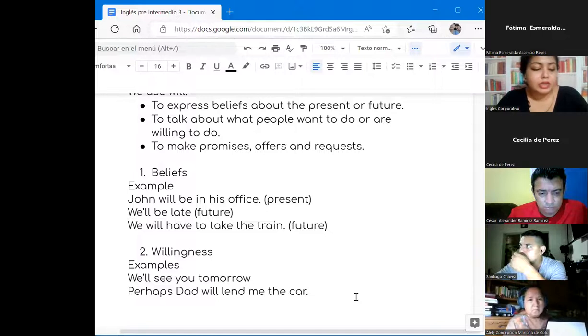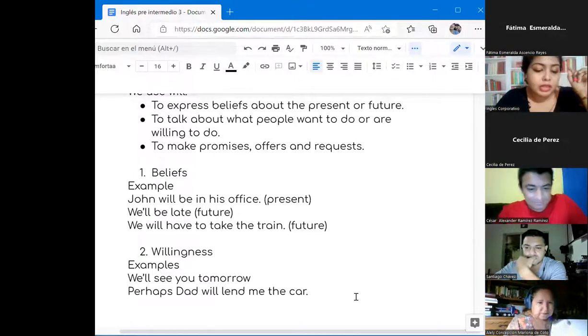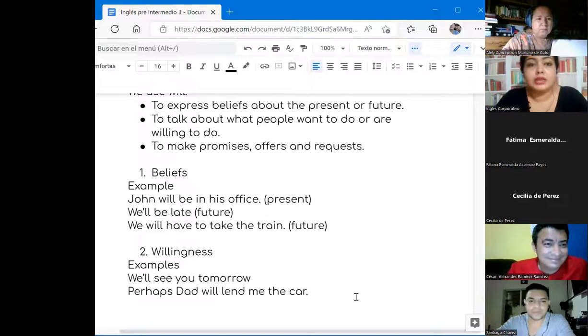Then it says that to talk about typical behavior, things that we often do because we are willing to do them. En este caso del willingness, también lo vamos a utilizar para hablar de comportamientos típicos. Comportamientos típicos o cosas que hacemos a menudo. Porque tenemos la voluntad de hacerlo.